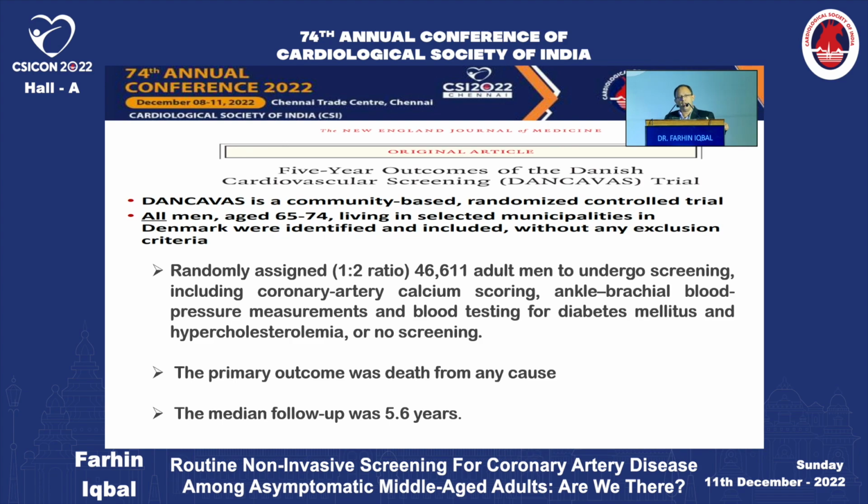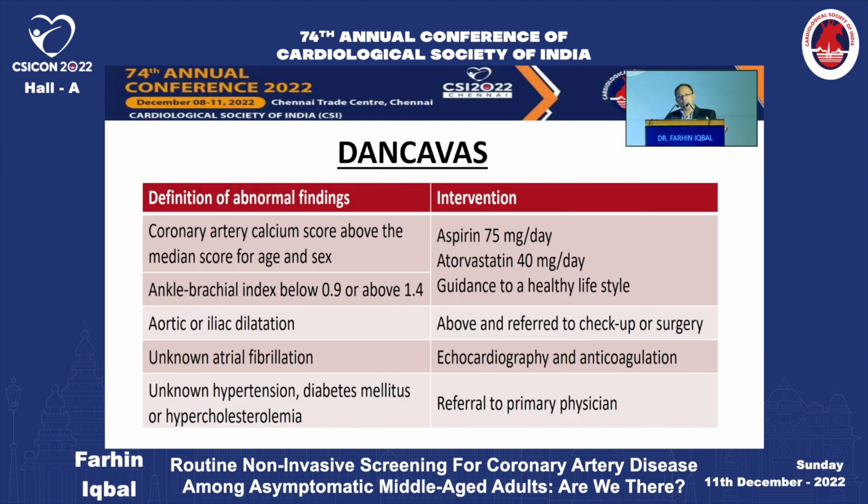This is the essence of screening. We must look into the mortality, and the median follow-up was 5 years. This is the intervention that they took up in those who were identified to have a high calcium score, above the median score for age and sex. They were given aspirin, atorvastatin, along with guidance on healthy lifestyle therapy.